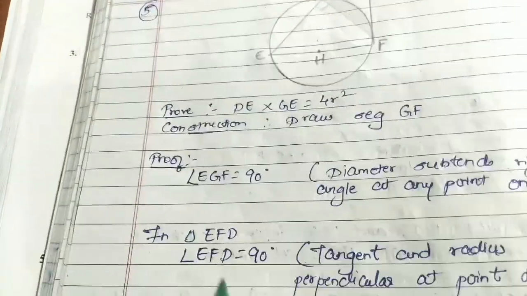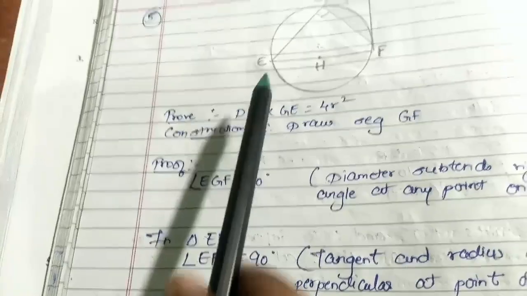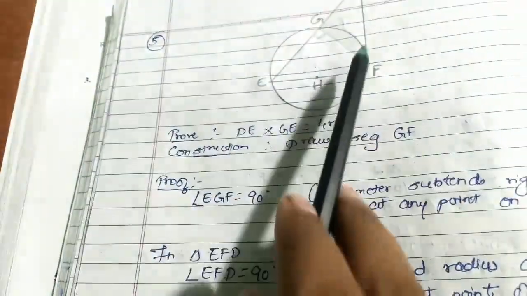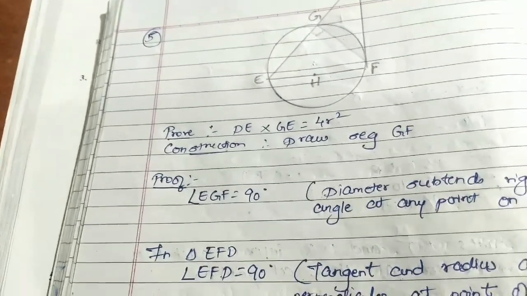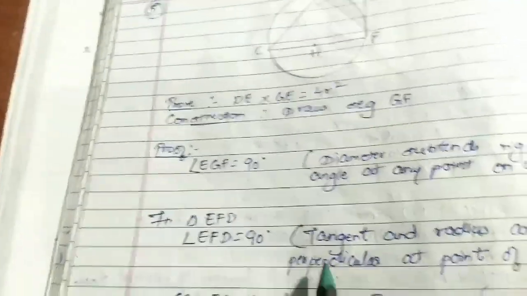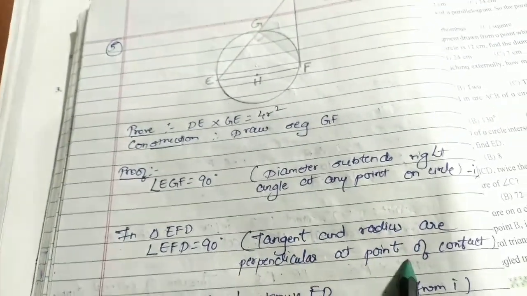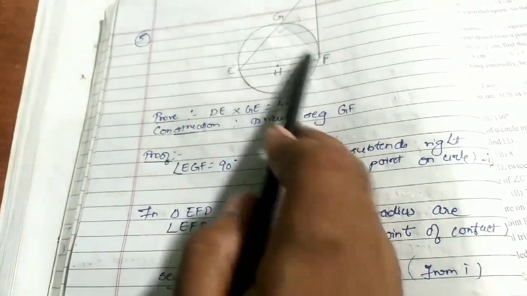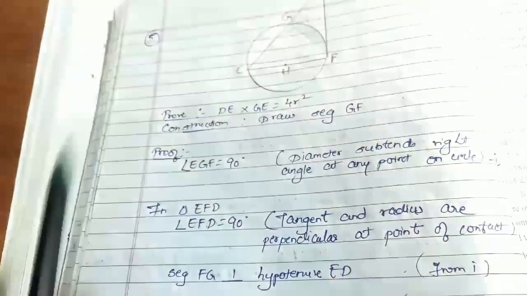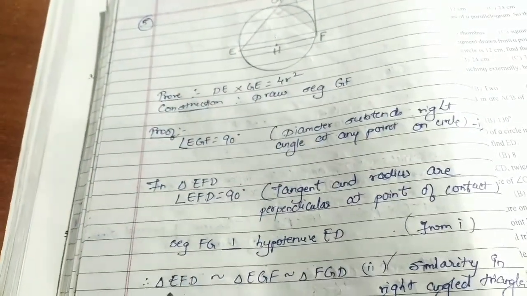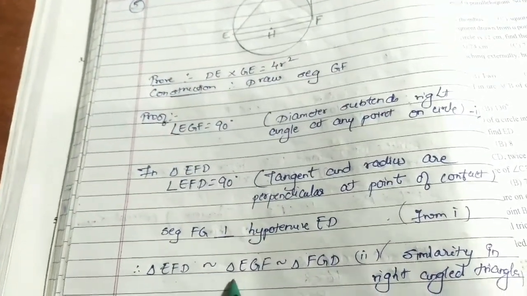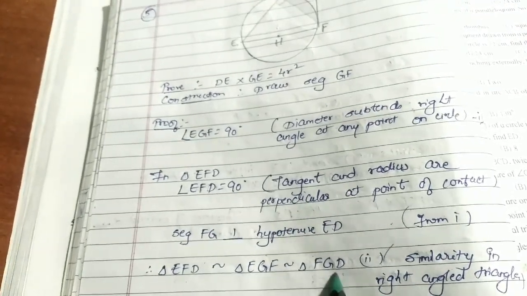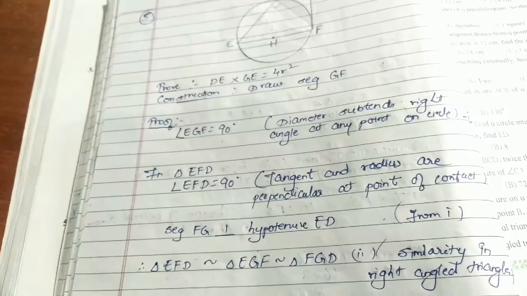In triangle EFD, we know FD is the tangent. So angle EFD equals 90 degrees, because the tangent and radius are perpendicular at the point of contact. And we know FG is perpendicular to ED. So triangle EFD is similar to triangle EGF, which is similar to triangle FGD, by similarity in right angle triangles.